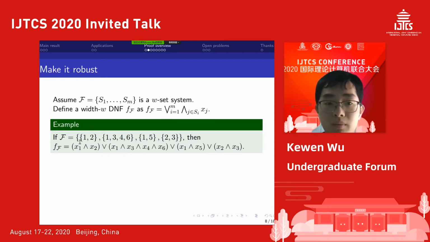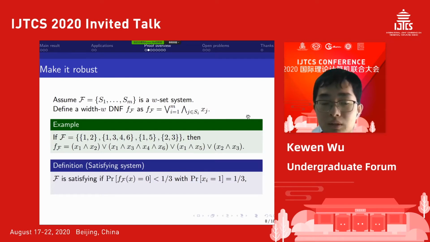Here is the example. Assume this is a set system. It has 4 sets, and the first one is 1, 2. The second one is 1, 3, 4, 6. The third one is 1, 5, and the fourth one is 2 and 3. Then this DNF will be written as this. It is x1 and x2, or x1 and x3 and x4 and x6, or x1 and x5, or x2 and x3. This DNF has width 4, and it has 4 clauses.